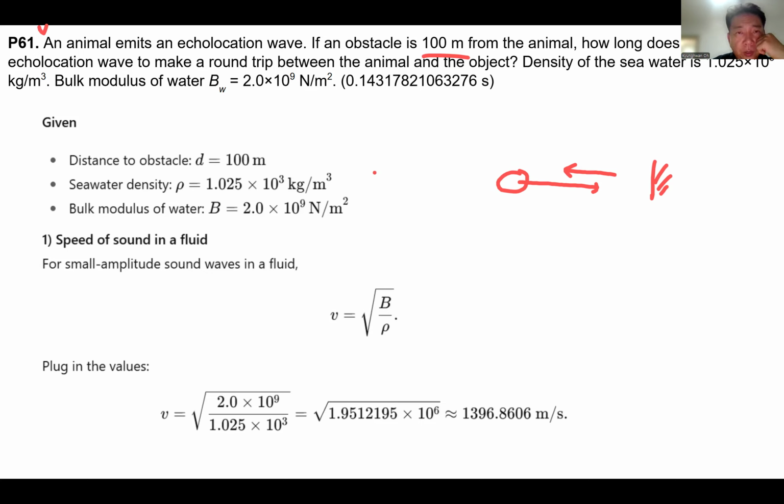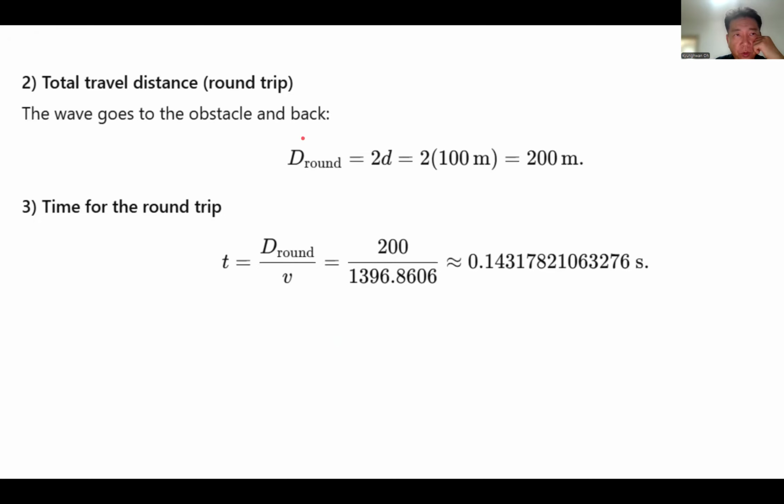Once again, Exam 3 requires memorizing some formulas. In this case, this is water, a liquid. In the case of a liquid, the speed of the sound wave is given by this one, where B is the bulk modulus and rho is the density. If you plug in, you find the velocity here. Once you find the velocity, the round trip distance is given by 2 times d.